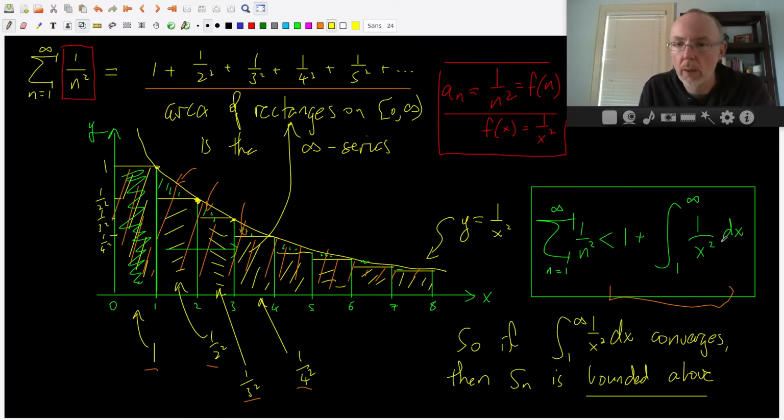So what that means is if this integral actually converges, in other words, it has a finite value, then the series is bounded above. In other words, the partial sums are bounded above. And if the partial sums are bounded above, then that series converges, right? Because every nth partial sum is less than some finite number. And so that gives us what we need to know.